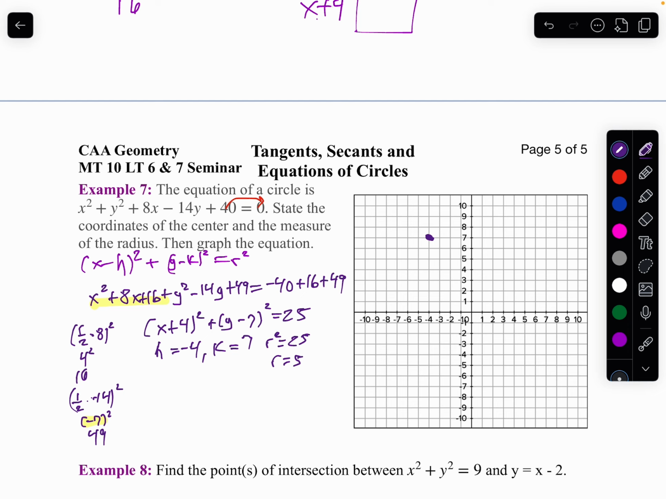Then I'm going to go to 5 as my radius. So I think the easiest is to go right, left, up, and down. So if I go to the right 5, up 5, well, that puts me off the graph, barely. To the left 5, and down 5. Then draw your circle. That was not a very good circle. Let's try that again. There we go. Not quite what I need it to be, but I'm pretty darn close. There we go.